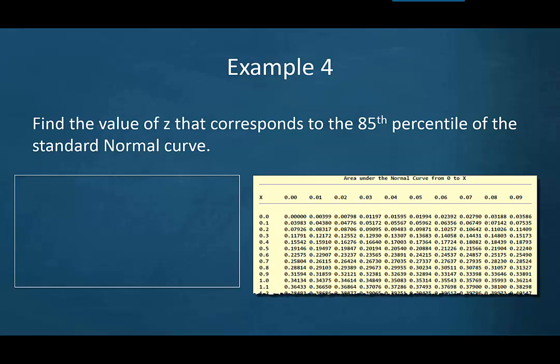So now we're going to go backwards here. That is, find the value of z that corresponds to a given area. So in this particular example, we're going to find the value of z that corresponds to the 85th percentile of the standard normal curve. Again, step one, always draw and label a curve. I'm pretty good at these, and I still do this on almost every problem.